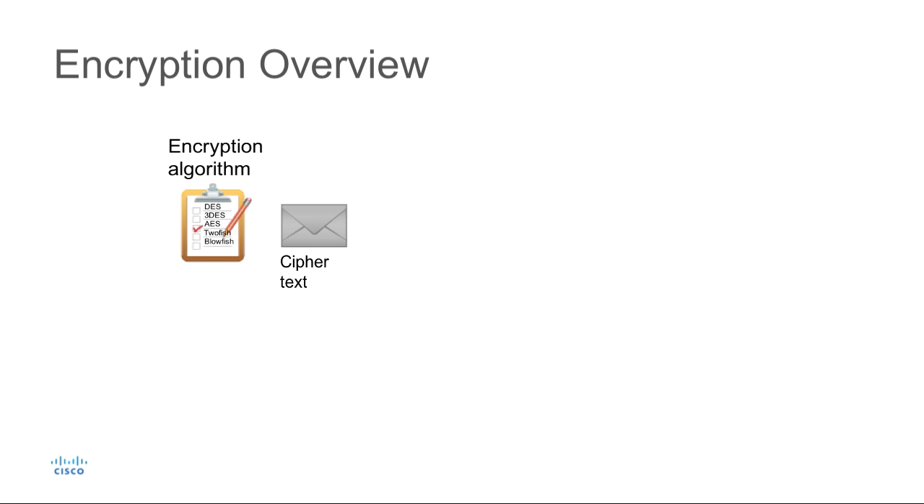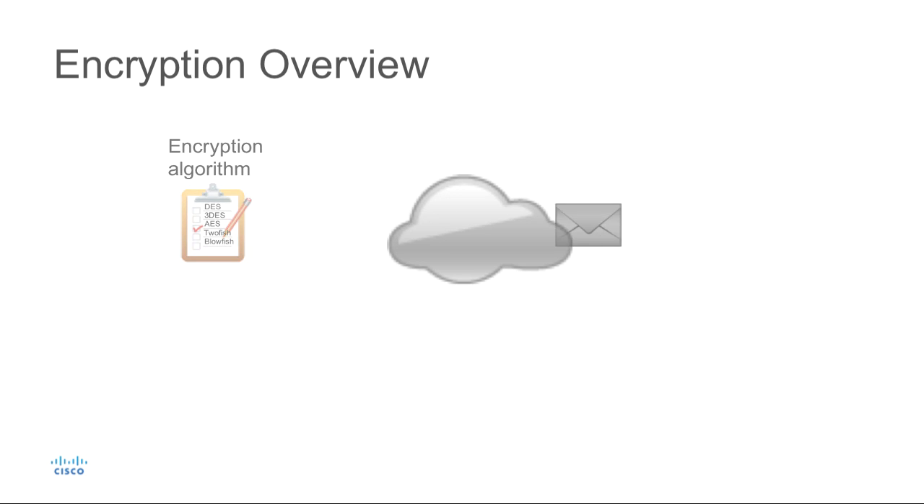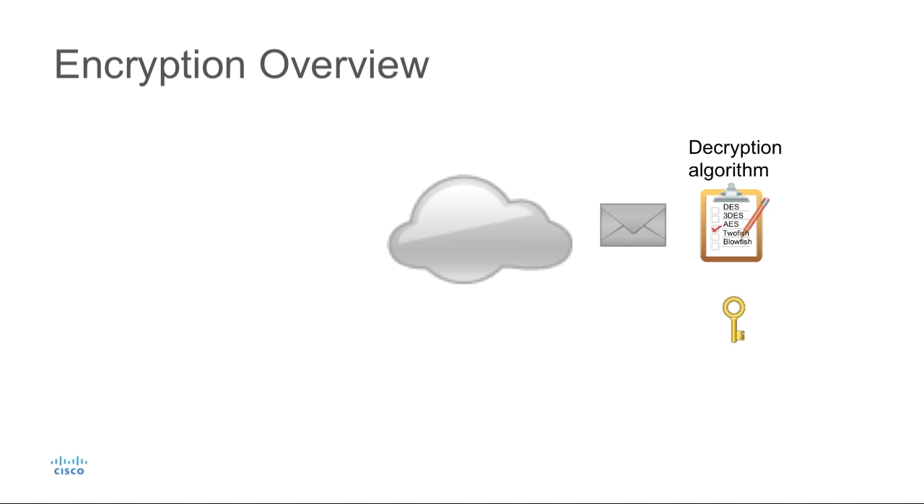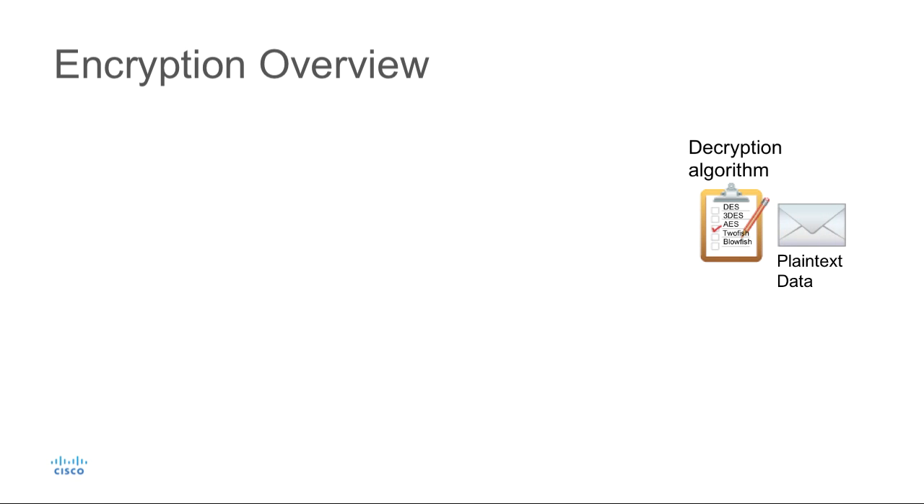Now that ciphertext can be passed across an untrusted network. Then we're going to reverse the process. In symmetric key encryption, this decryption key will be the exact same key. We'll decrypt it, and then we end up with that plain text and it's readable again.